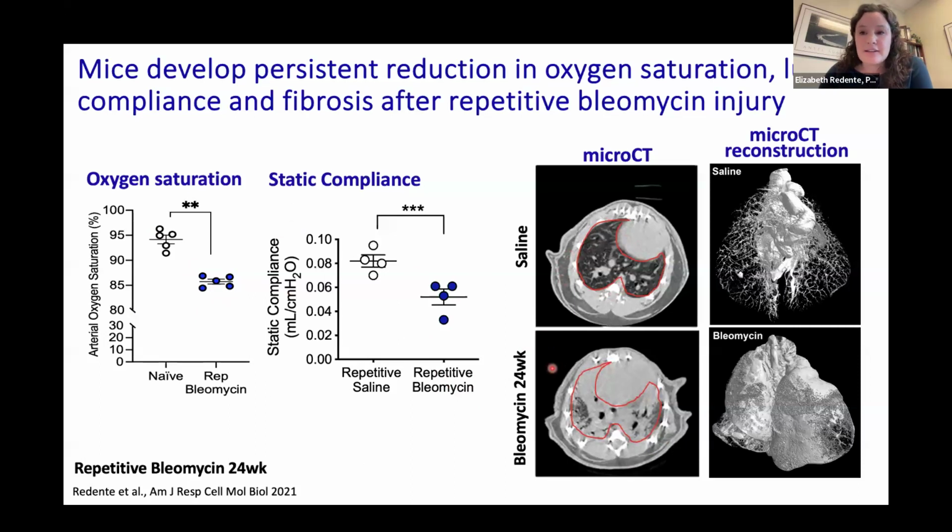The first images are cross-sectional planes. This is a saline lung. I've outlined the lung area for you in red. The dark is airspace. These white occlusions in the control are really the vasculature. This is blood, and we can see the vasculature in this 3D reconstruction here on the far right. This bottom picture is after mice received repetitive bleomycin, again at 24 weeks. So I've outlined the lung shape for you.